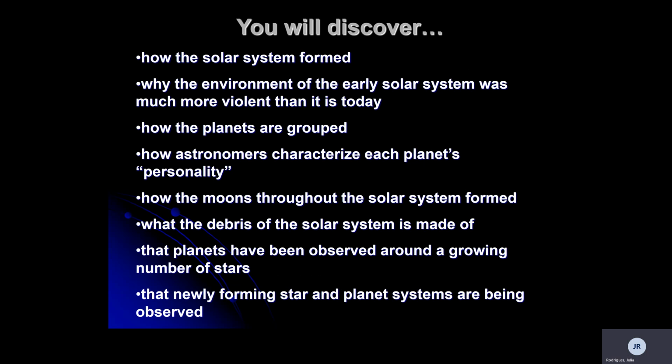So another thing that we're going to be talking about is how solar systems are formed, why the environment of early solar systems was much more violent than it is today, how the planets are grouped, how astronomers characterize each planet's personality, how the moons in the solar system are formed, what the debris of the solar system is made of, that planets have been observed around a growing number of stars, and that newly forming star and planet systems are being observed. Okay, so jumping right in.